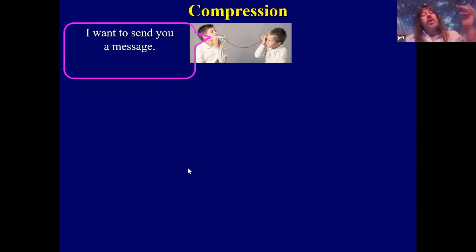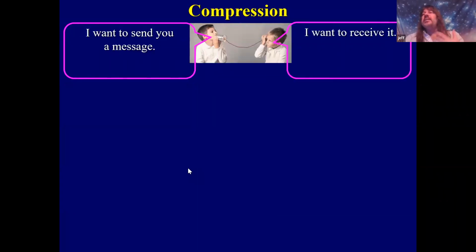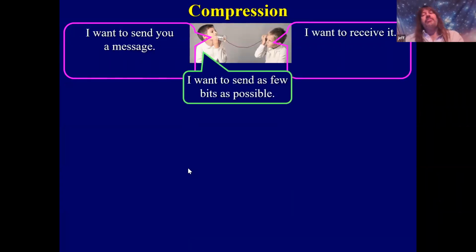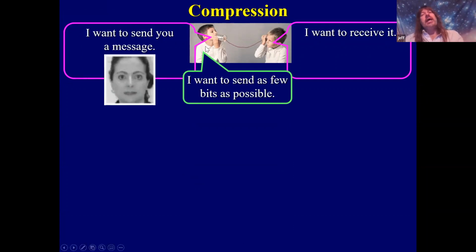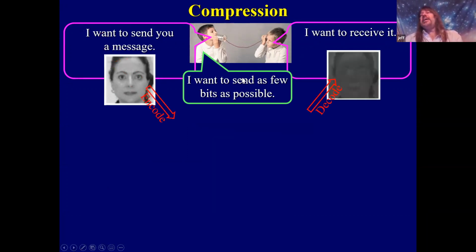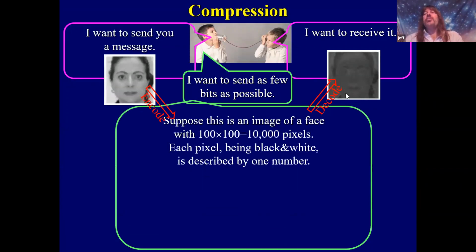We talked about this before: one person has a message they want to send, and they want to send as few bits as possible. And here's an image that we might want to compress so we can send it with fewer bits. And here's the image after it's been encoded and decoded, and we're certainly losing quality there. But the goal is to use fewer bits.